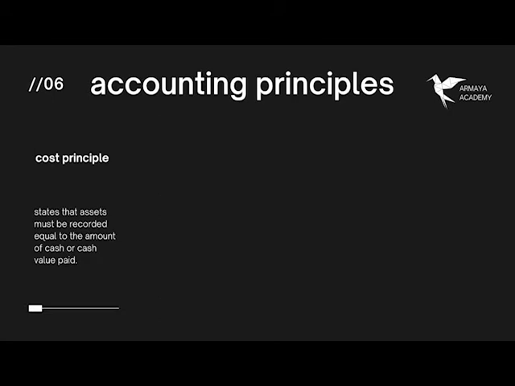So, under this is the cost principle. This states that assets must be recorded equal to the amount of cash or cash value paid. So this basically means that however much is paid should be recorded. For example, a used car is being sold at 500,000 and the buyer pays only 450,000 and the seller agrees to that amount. So the one listed and recorded is 450,000 as it is the cash value received by the seller.